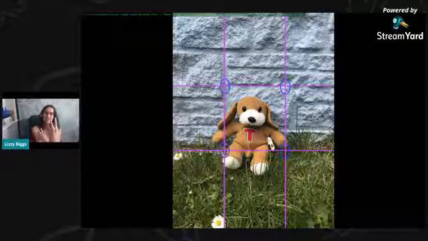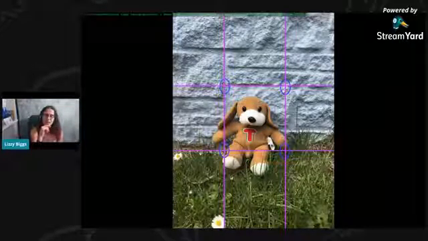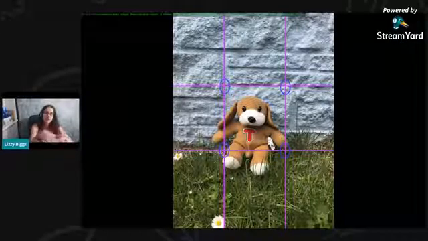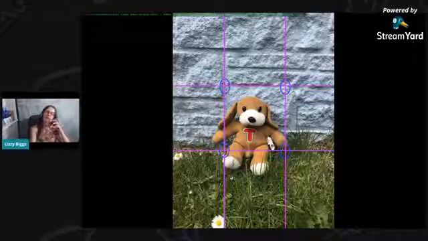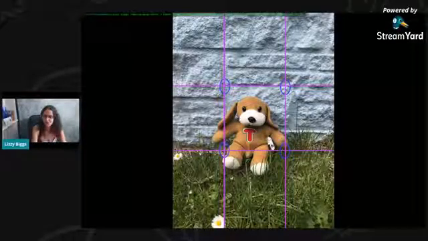So this is a really centered photo, but it sort of works because you see the grass line is along one third and the brick line is along another third, but the teddy's quite small in the middle and he's central, so we can improve that.